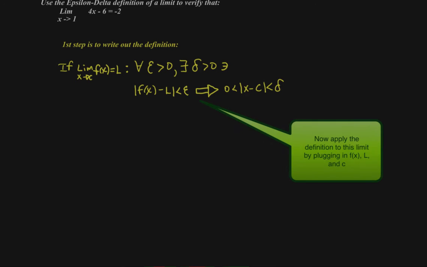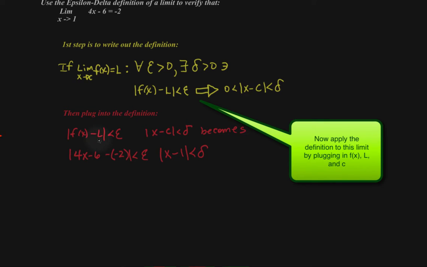The next step will be to apply the definition. So we got to plug in our function and what our limit approaches to this definition. So f of x is 4x minus 6, the function. The limit is -2, so minus the limit is less than epsilon, and then our c value is 1. So that's why we have a 1 is less than delta.